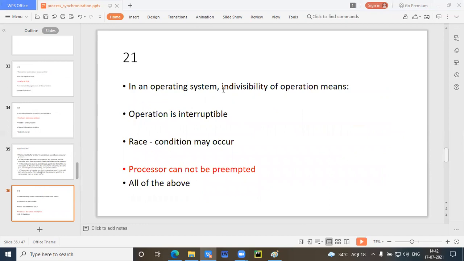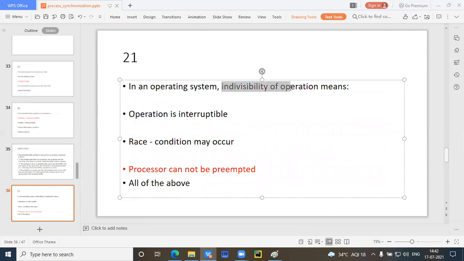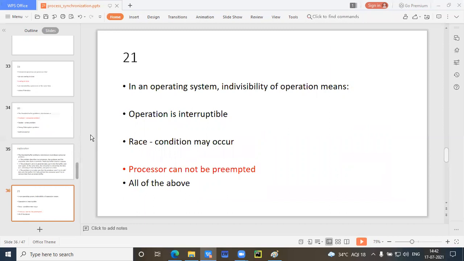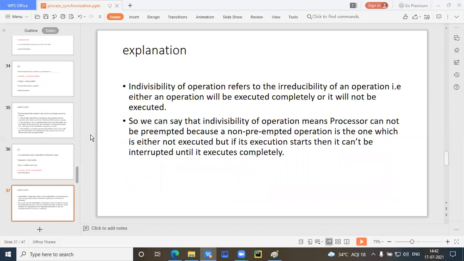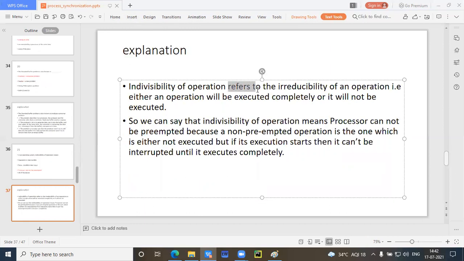In an operating system, what does indivisibility of operation mean? Indivisibility means the processor cannot be preempted. Indivisibility of operation refers to the irreducibility of an operation. That is, either an operation will be executed completely or it will not be executed.